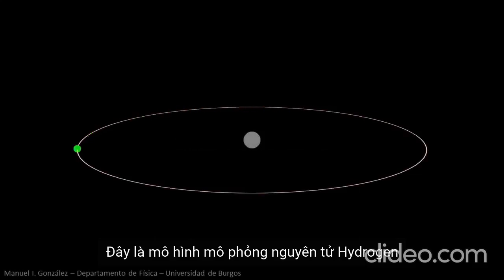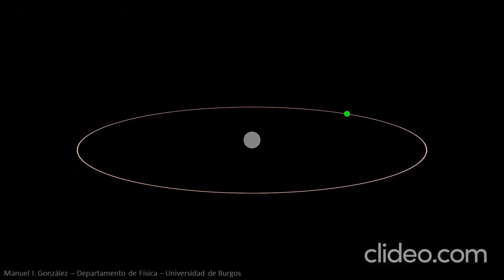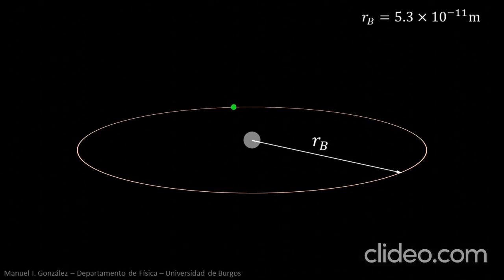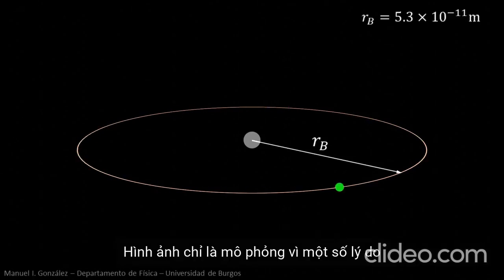This is a semi-classical picture of the lightest atom, hydrogen. An electron describes a circular orbit around the proton. In the lowest energy state, the radius of the orbit is the so-called Bohr radius. This image is inaccurate for several reasons.